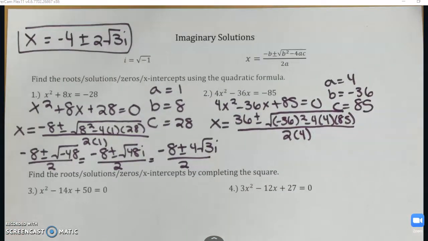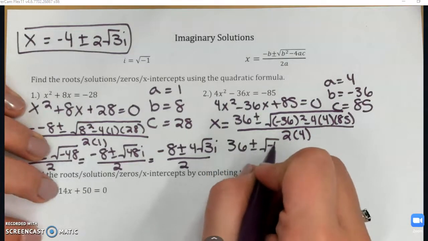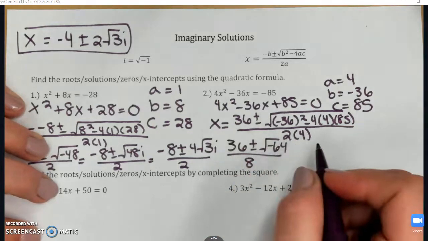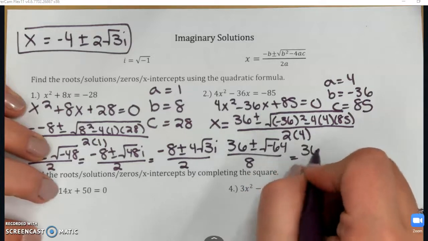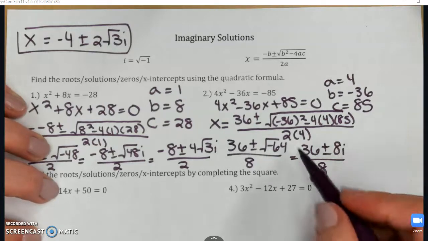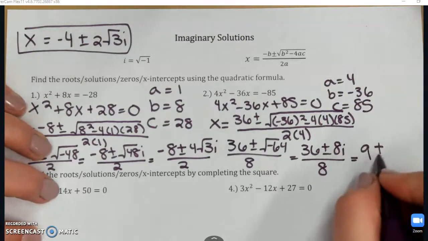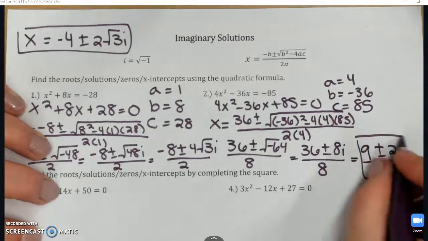Again, I'm going to calculate my discriminant next, the number under my radical. 36 squared minus 4 times 84 is going to give me -64. So again, I have a negative, which means I want this in terms of i, and this one is actually a perfect square, so it's going to be 8i. And then once again, I can reduce 36, 8, and 8 by the common factor of 4. And so 9 plus or minus 2i over 2 is my final solution.